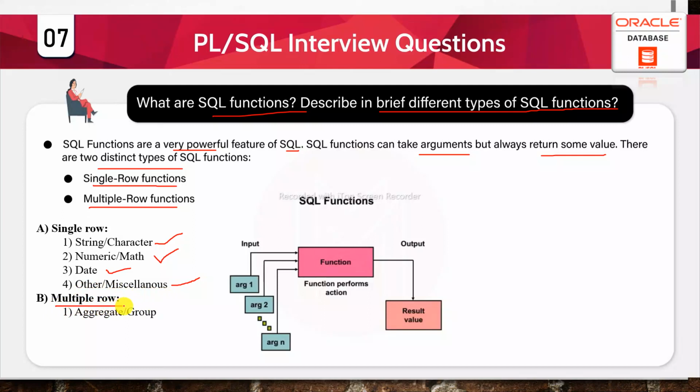Next, multiple row functions. These functions include group or aggregate functions. Group or aggregate functions include MIN, MAX, AVG, and SUM. Likewise, aggregate functions or group functions are there.